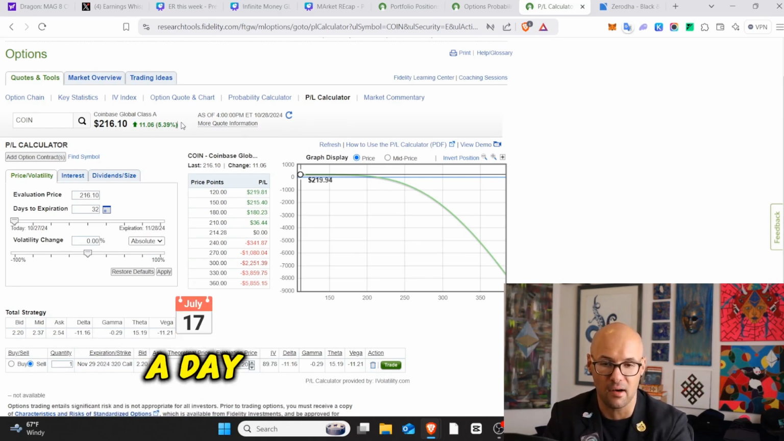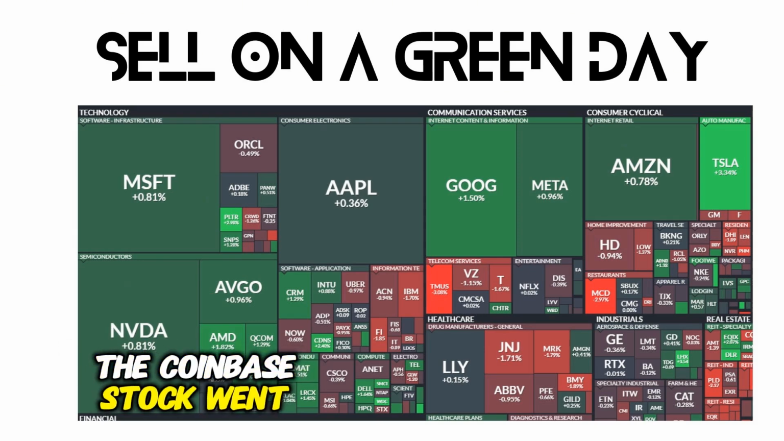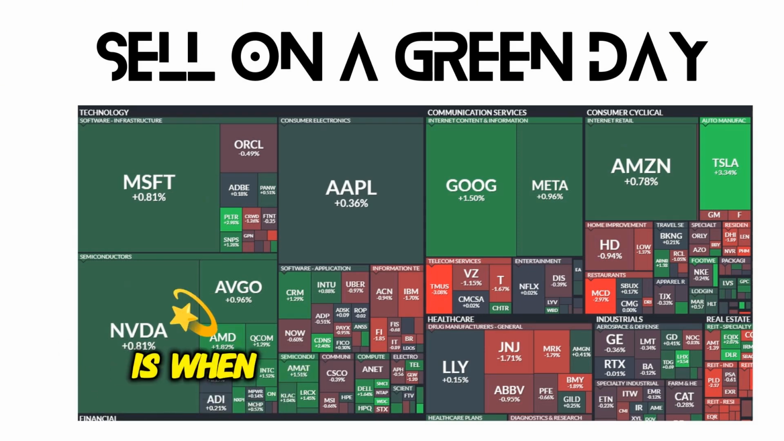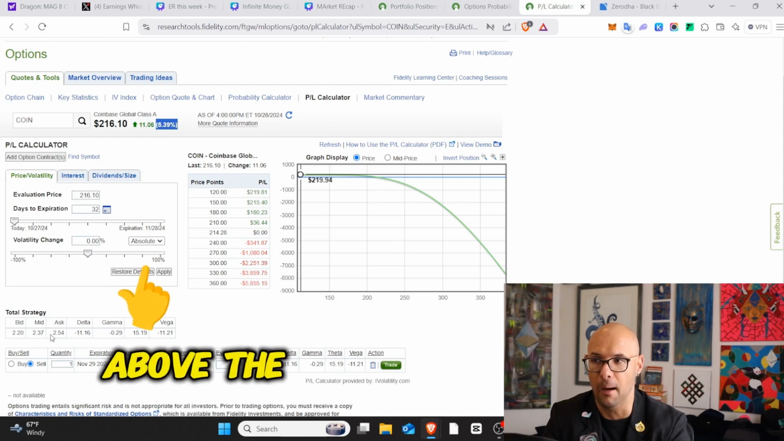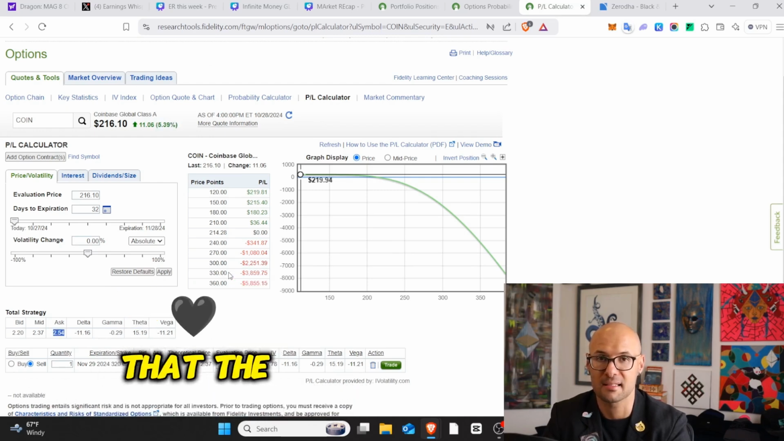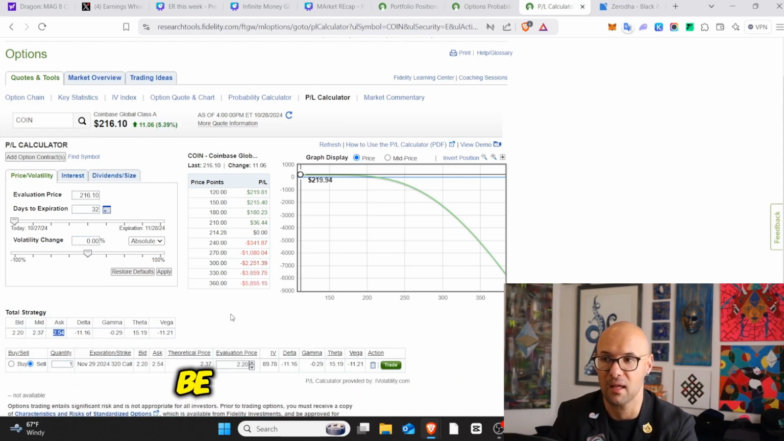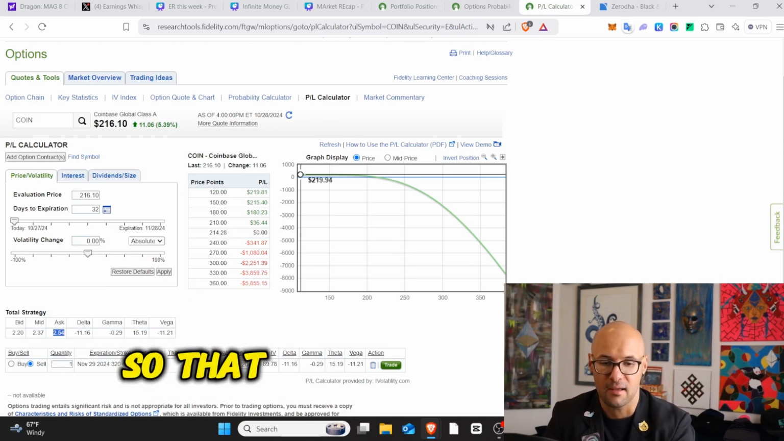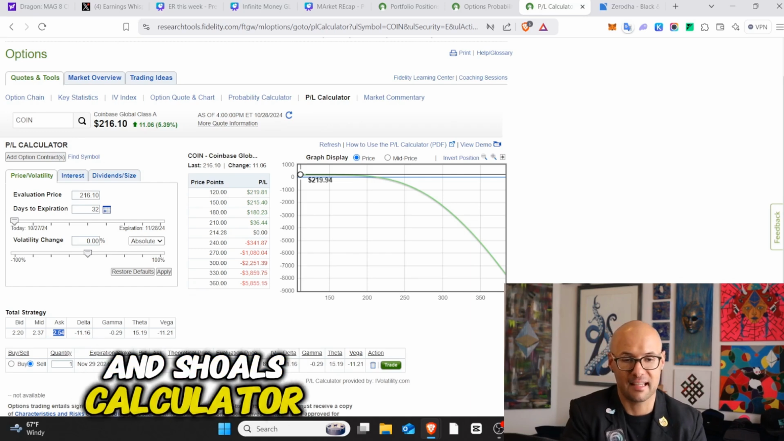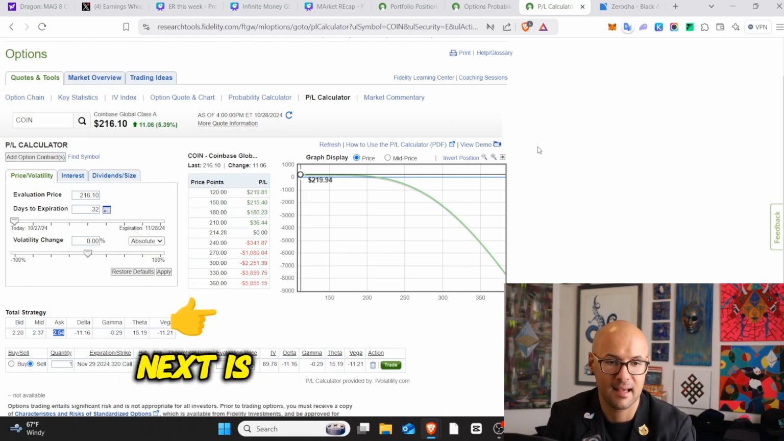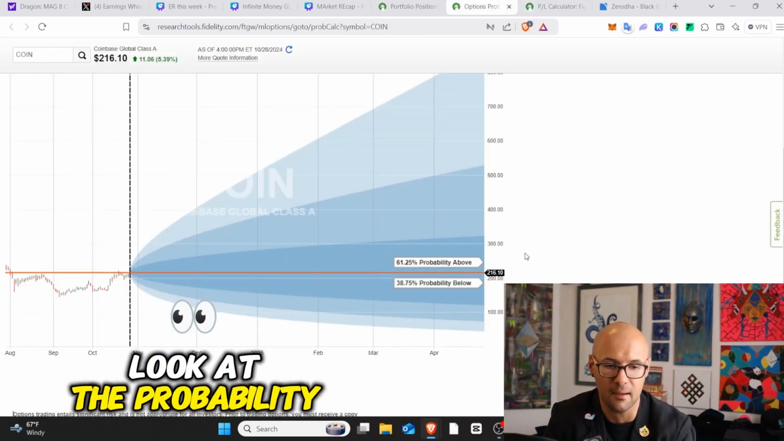This is why on a day like this, when the Coinbase stock went up 5%, is when you want to sell it for above the theoretical price that the Black and Scholes dictates it should be. Okay, so that is how you use the Black and Scholes calculator. Next is how to look at the probability.